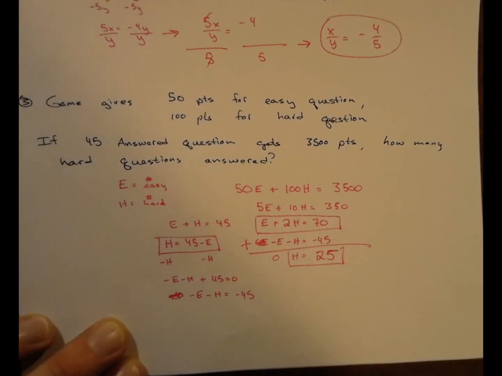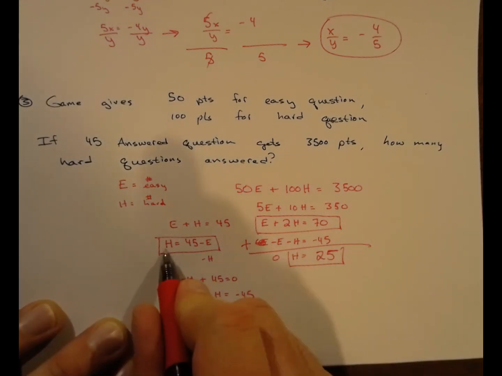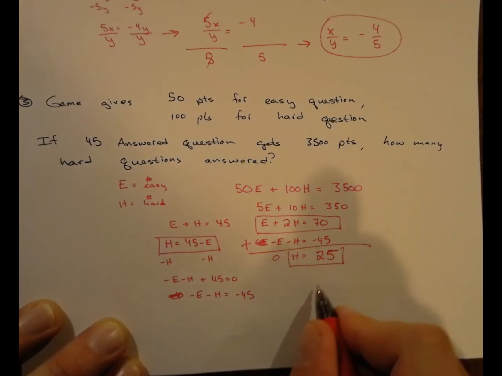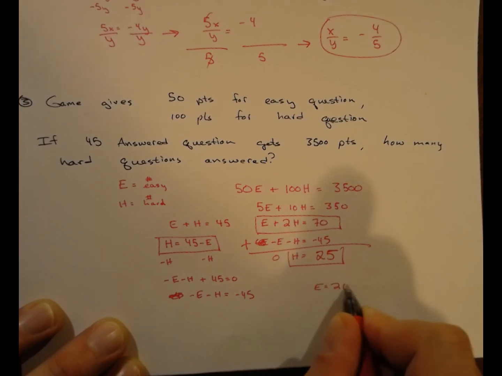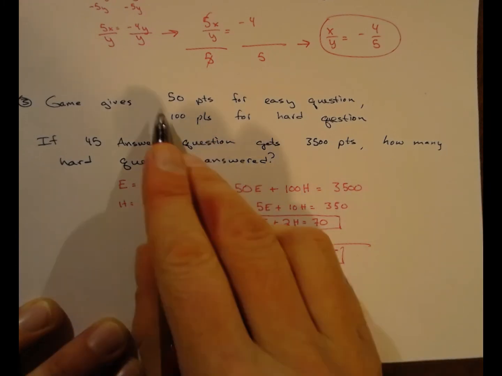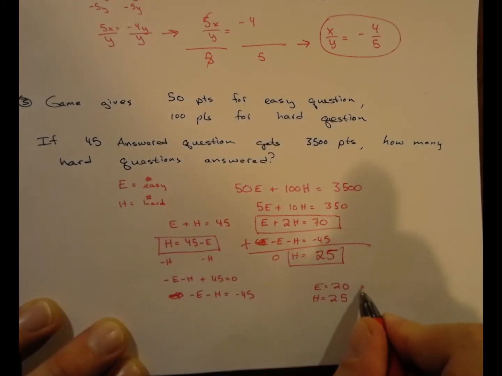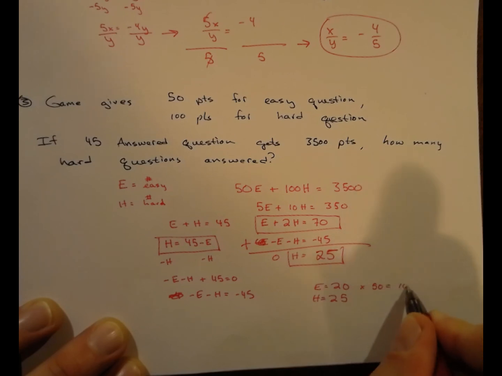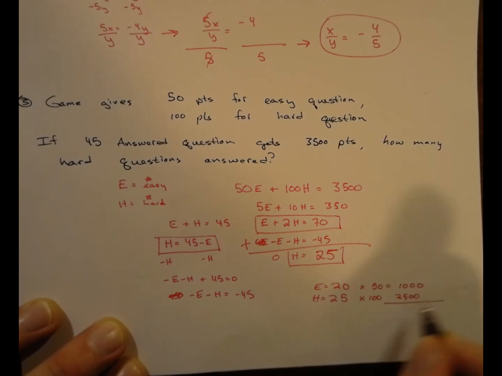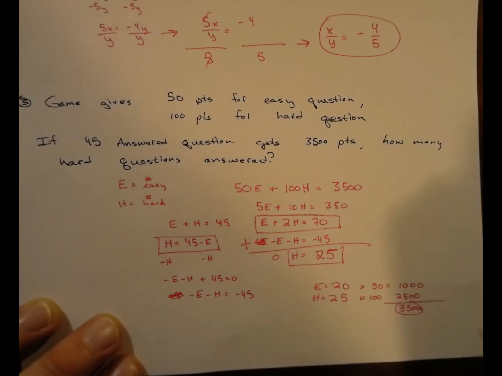So let's just check real quick if this makes sense. If we have easy plus hard is 45 questions altogether, 25 were hard. That means 20 were easy, 25 were hard. Let's just check if this makes sense. 50 points for the easy questions, so that's 1,000 points right there. 100 points for the hard questions, so it's 2,500. And oh, good. So good, that makes sense. So it looks like we got 25 hard questions.